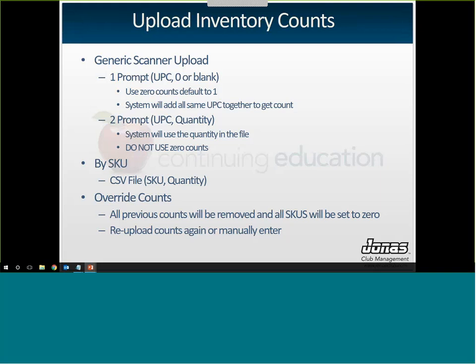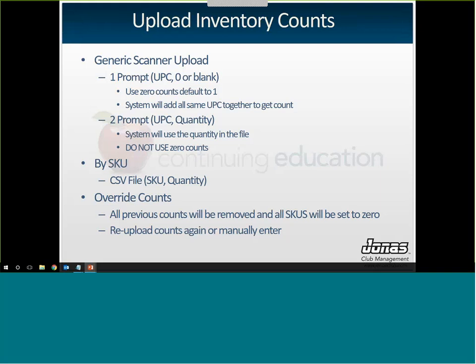You can also upload by SKU. So the SKU is a CSV file, and it's the SKU in one column and the quantity in the next column. If you do not have a scanner, you can still use this SKU upload. So if you prefer to do things in Excel, you can enter all of your counts into that Excel spreadsheet with the SKU number and the quantity and actually upload it from a CSV from here. So you do not have to have a scanner to use this option.